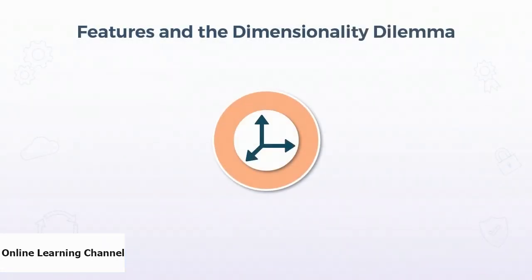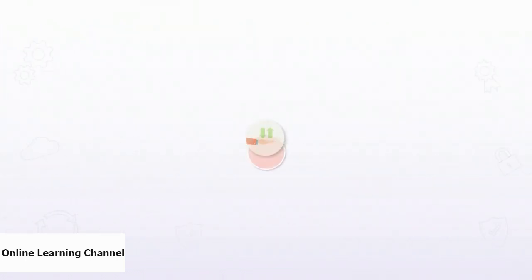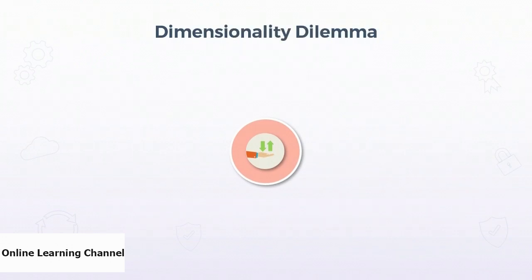In this video, we will understand how dimensions and features are linked to each other and their impacts on building accurate ML models. Dimensionality reduction is a process of reducing the dimensions in a feature set. In other words, it is the process of reducing the number of attributes in a dataset. First, let us look at the dimensionality dilemma.